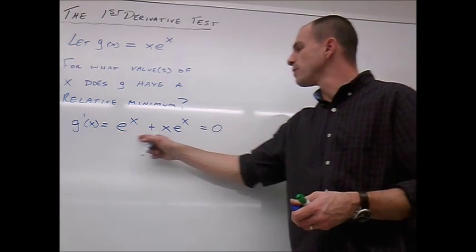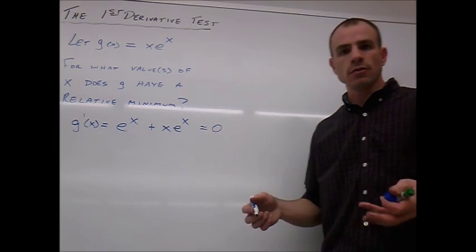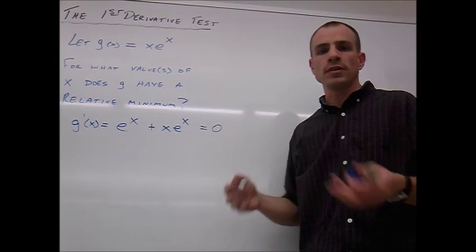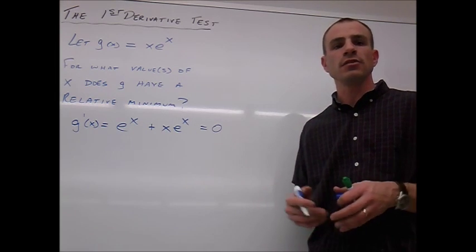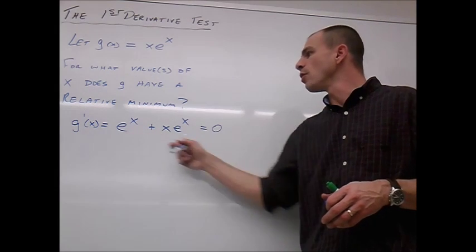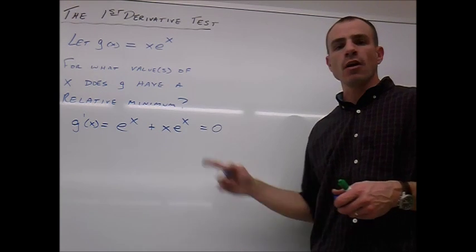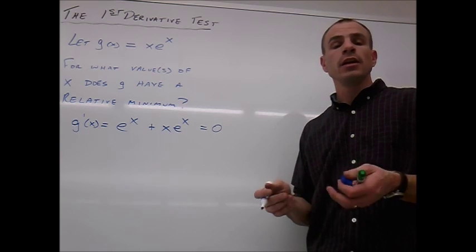Critical numbers occur when this derivative does not exist or when the derivative is equal to 0. Well, e to the x always exists, all right? It doesn't matter. There's no breaks, jumps, holes, any discontinuities, anything like that, vertical asymptotes. We're good to go here. So really, we just need to figure out when this function, if at all, equals 0.